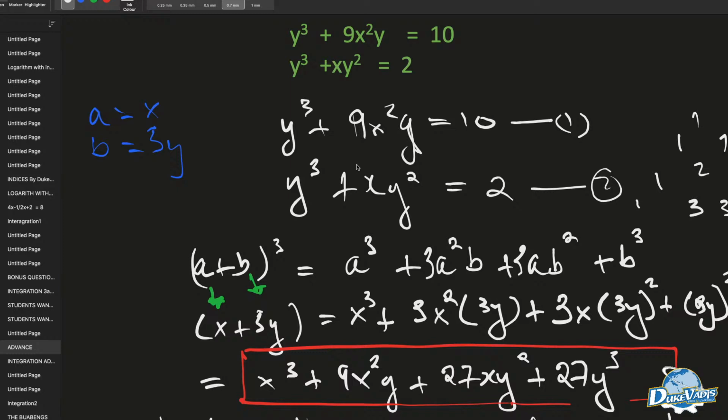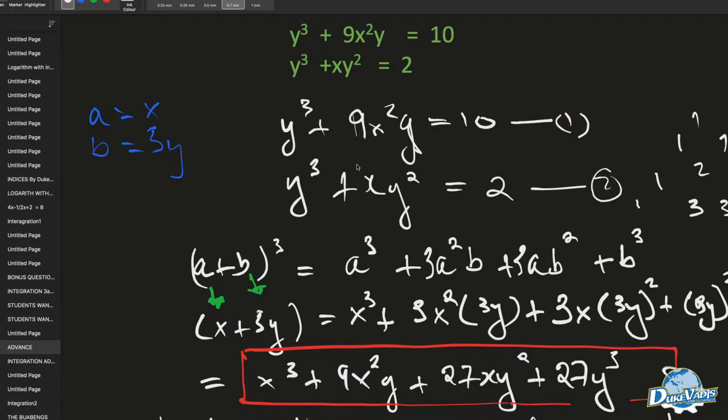Well, in a resemblance sense, you can see that by expression, my a is equal to x and b is equal to 3y. So when I substituted the respective values into the equation, this yielded x cubed plus 9x squared y plus 27x y squared plus 27y cubed.